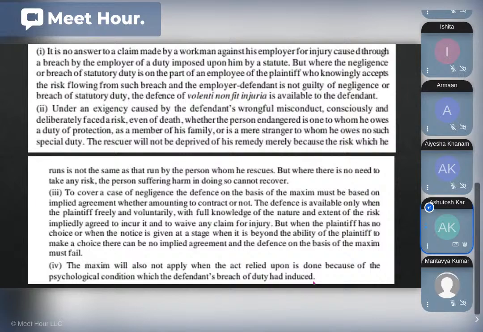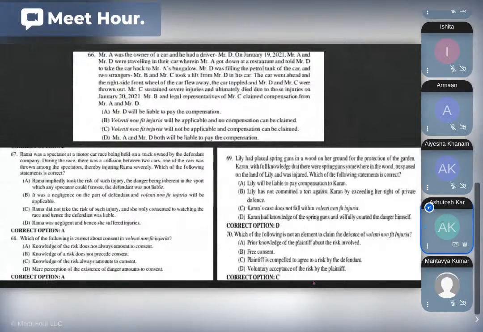We'll delve into a few questions now. So is anyone interested in reading out the first question, 66? I hope it's visible to you. All right, I'm reading it and then you will answer it because the answer is not visible here.